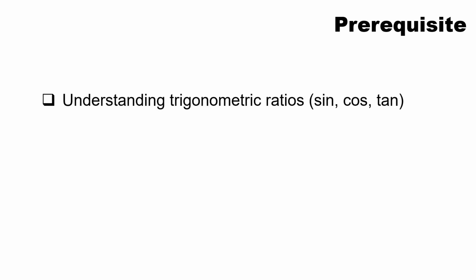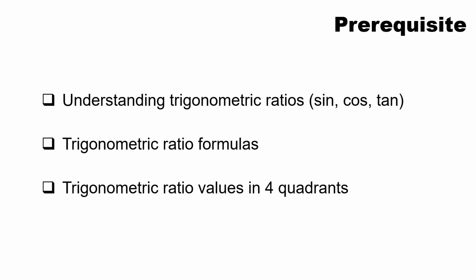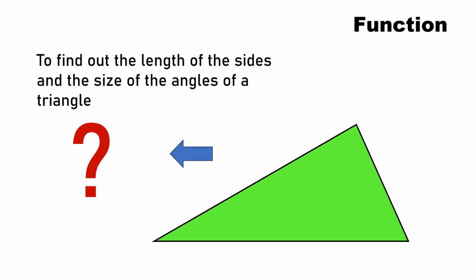First, the meaning of trigonometric ratio, its formula, and the value of trigonometric ratio in four quadrants. The function of the law of sines is to find the lengths of sides and the sizes of the angles of triangles. Let's get started.